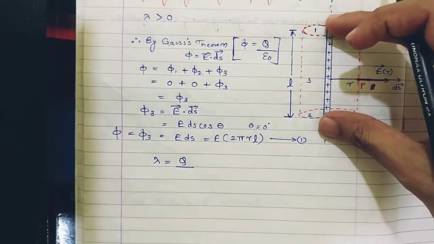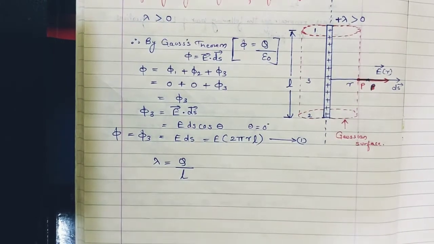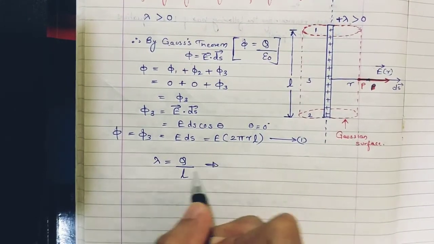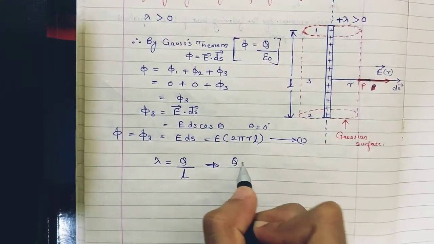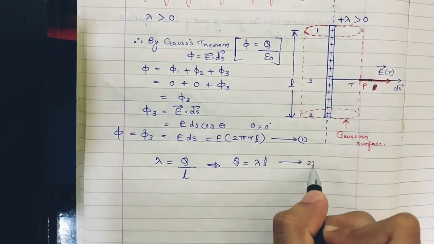Now what is the length under consideration? The length under consideration over here is L. So can you tell me what is going to be your Q from here? Q is going to be lambda into L. Let's call this 2.